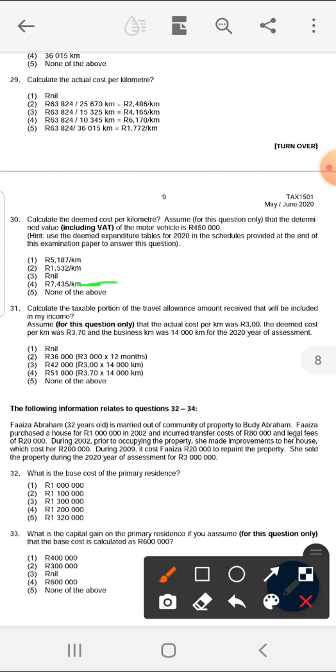And then question number 31, calculate the taxable portion of travel allowance amount received that will be included in his income. So the amount that will be included in his income, we will just take the travel allowance that he received, 3,000 per month, multiplied by 12. So it will lead us to option 2.